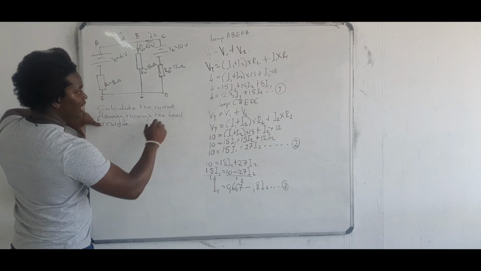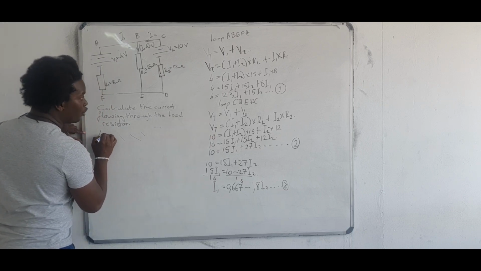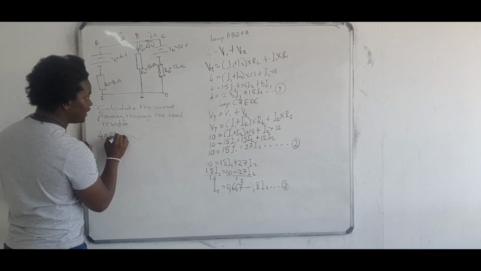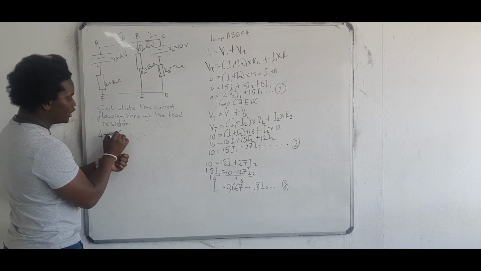Okay, so let's take our loop number 1. It will be 4 is equal to 23 I1. And then for I1, what do we put?